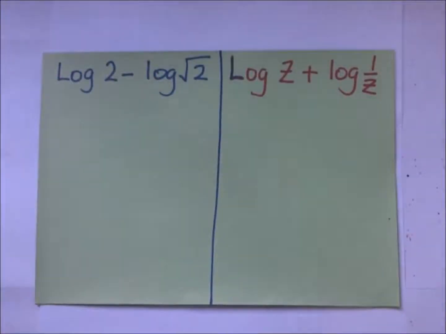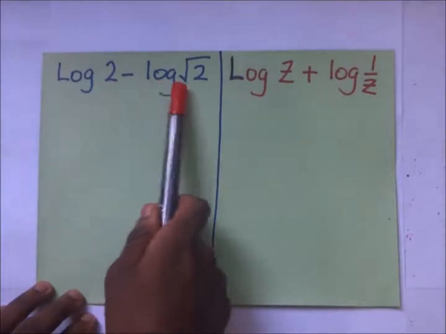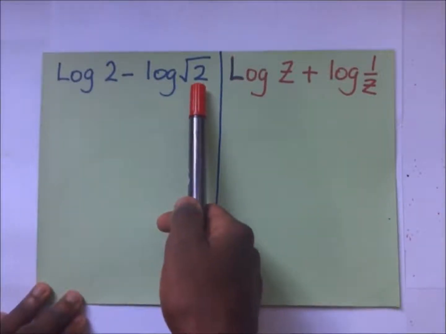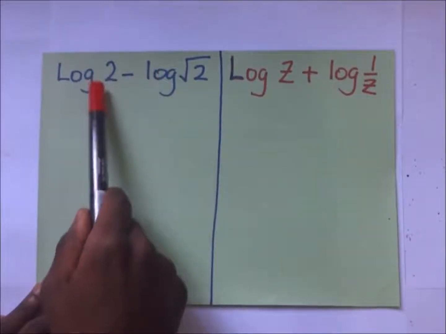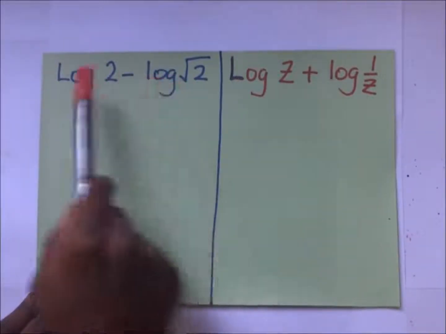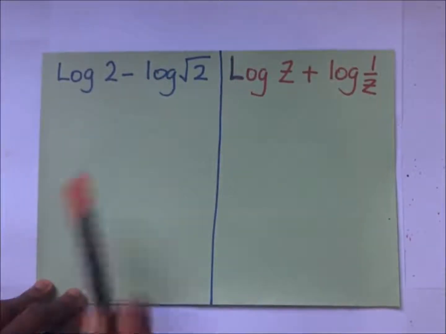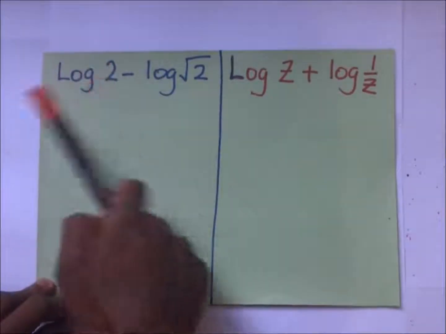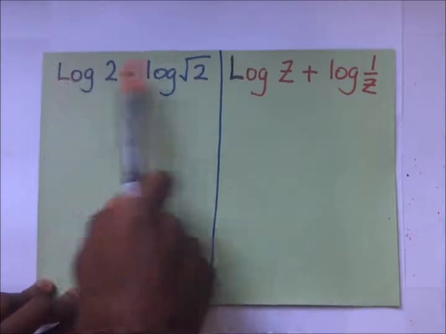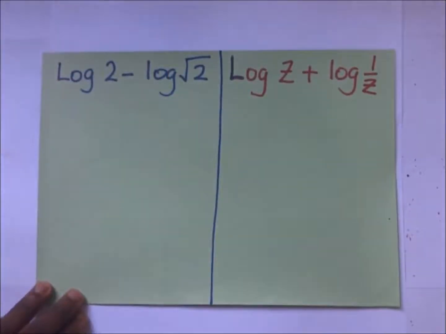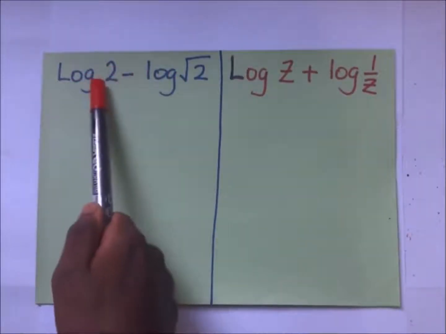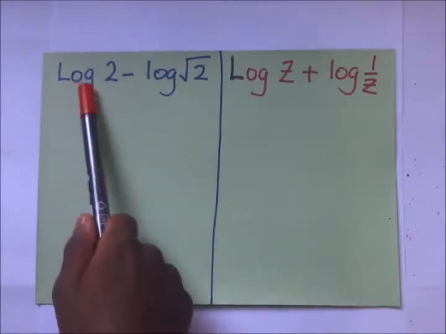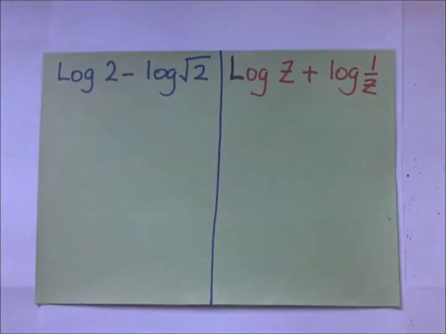This number right here is log 2 minus log the square root of 2. We are required to solve it. Now, these two logarithms have the same base 10. Since they have the same base and the coefficient of each logarithm is 1, we can apply the property of subtraction of logarithms: when you're subtracting logarithms with the same base, for instance here it is base 10, you simply divide the powers.